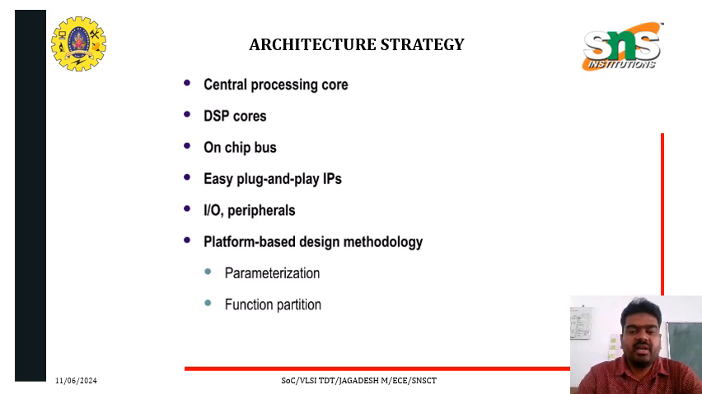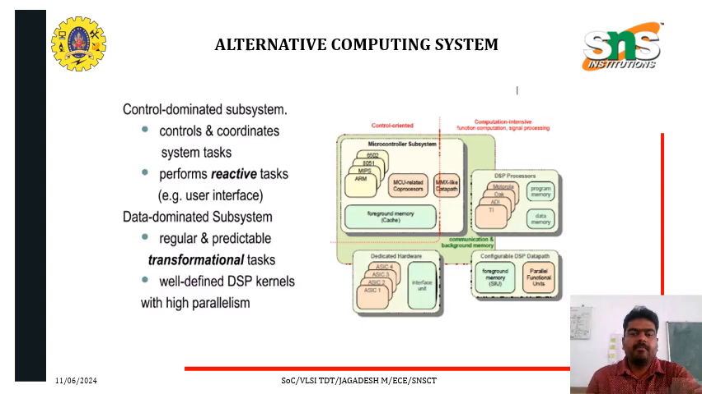For architecture strategy, there are the following things: central processing core, DSP core, on-chip bus, easy plug and play IP, IO peripherals, platform-based design methodology, parameterization, and function partition. Alternative computing systems are control dominated systems and data dominated systems. These are the two alternative computing systems.